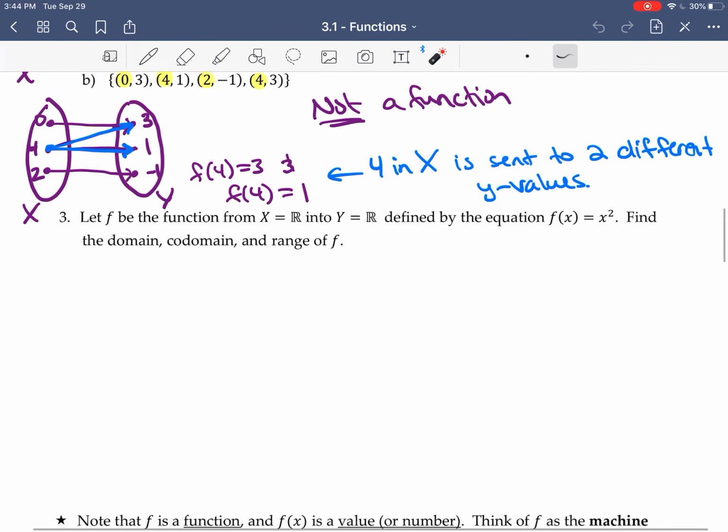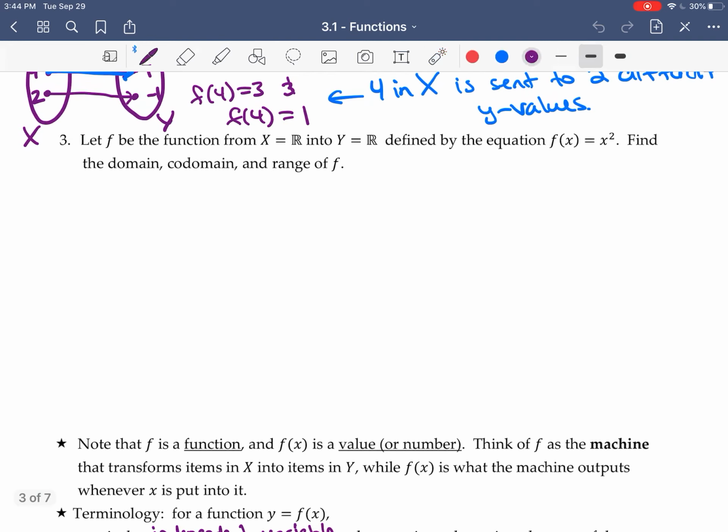So if f is the function from the set of real numbers to the set of real numbers defined by the equation f of x equals x squared, we want to find the domain, the codomain, and the range of this function. Okay, so first of all, the domain. So this is the set of allowable x values.